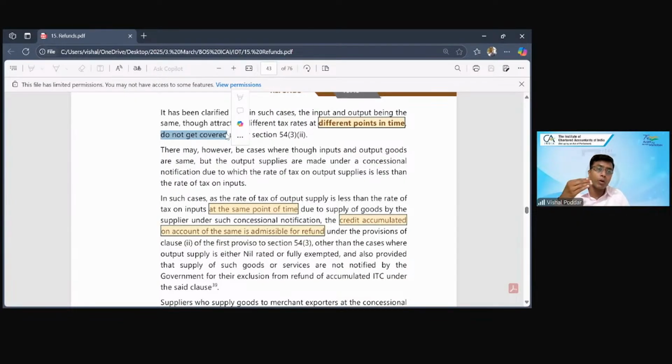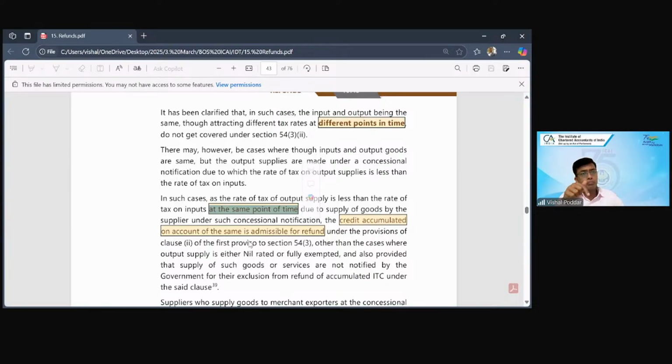Why? Because you purchase today and you are going to sell it, let us say, after 3 months. So the purchase and sale are at different points of time. And if between this the rate has been reduced, it will not be considered as inverted duty structure. Anything will be considered as inverted duty structure when the output rate is lower and the input rate is higher, at the same point of time.